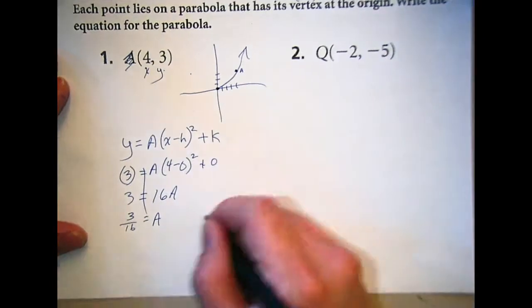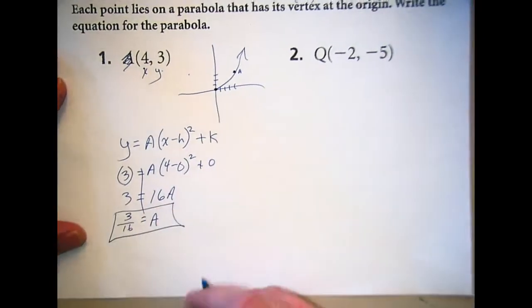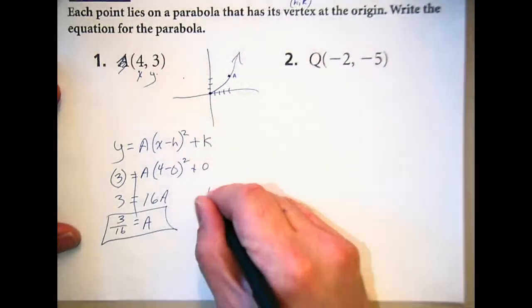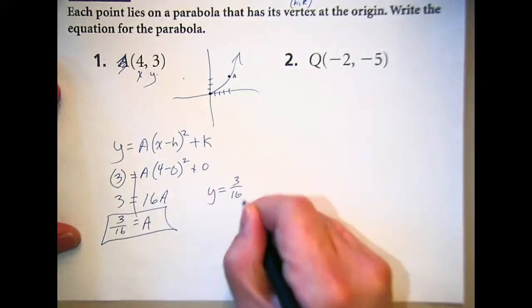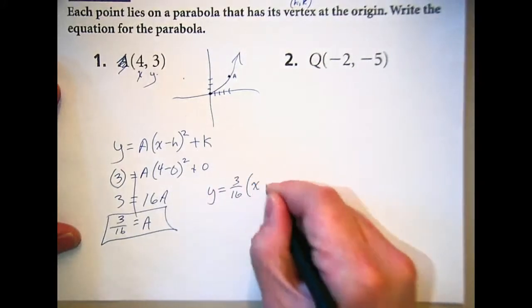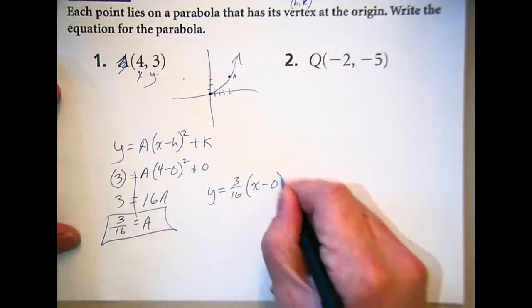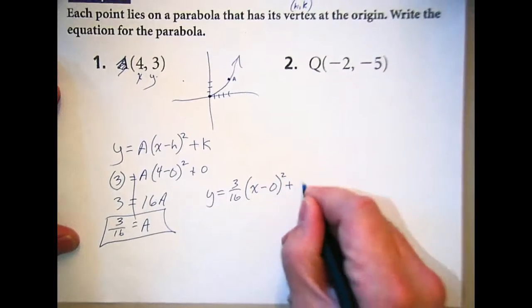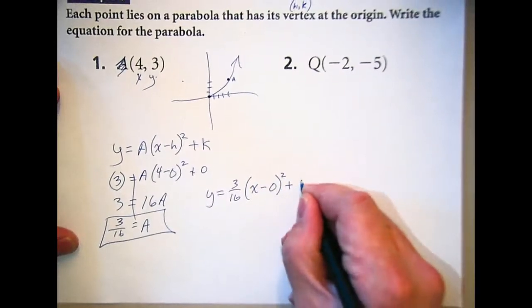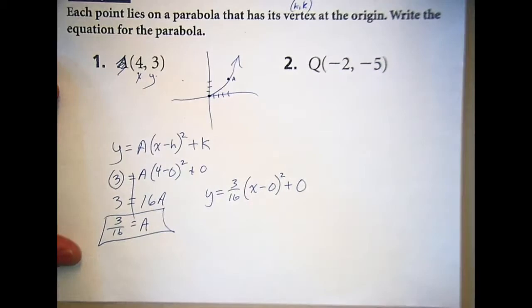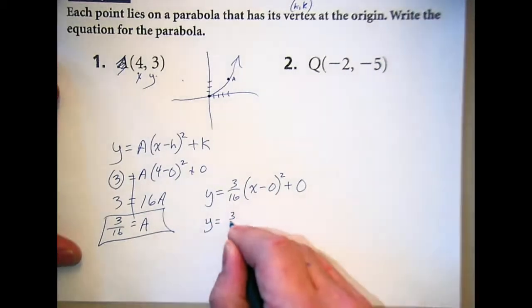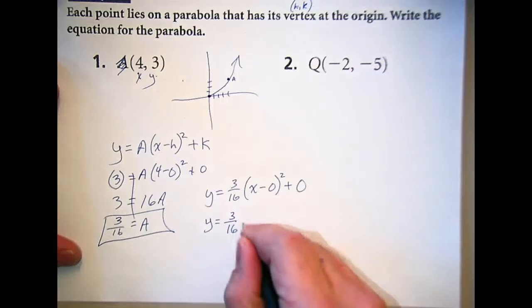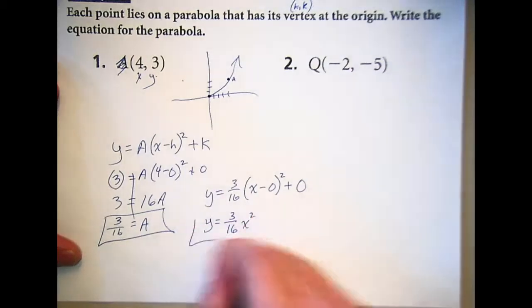They're asking for the equation, though, so we got to finish it up. Y equals A times X minus H, which is 0, squared plus K, which is 0. That simplifies to Y equals 3/16 X squared. That's the answer there. That's how we write our equation.